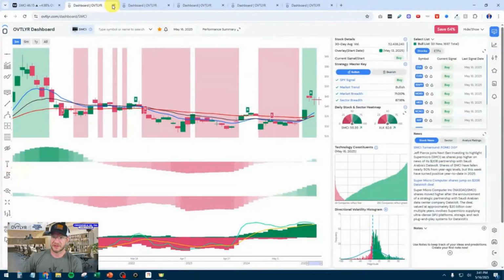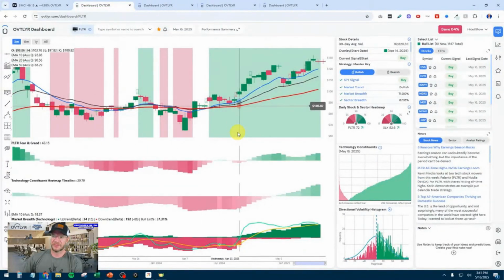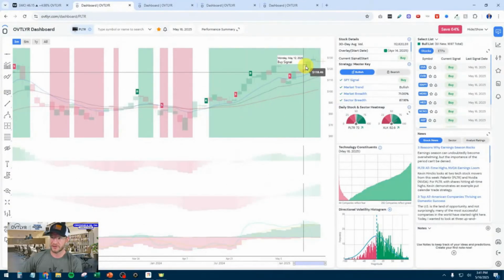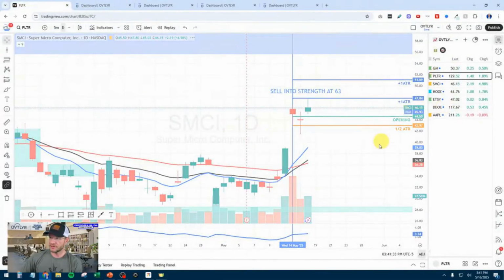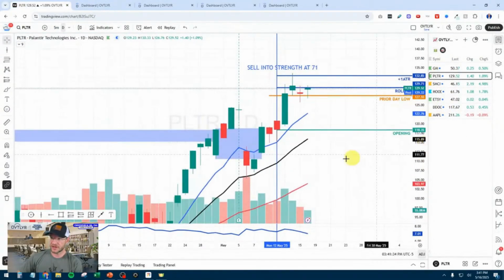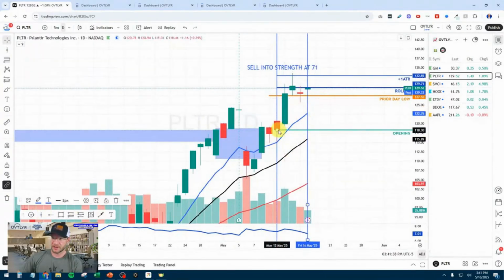Close a couple tabs here. Palantir. Palantir, I made so much money on this week. It's unbelievable. May 12th, I had a buy signal, green overlay, getting more bullish, the sector getting more bullish, and still positive breadth. Going to Palantir. Let me show you what I did. This was awesome. So I just got out of Palantir. This is Friday afternoon. I just got out of Palantir today. So I bought it here at 118.35.